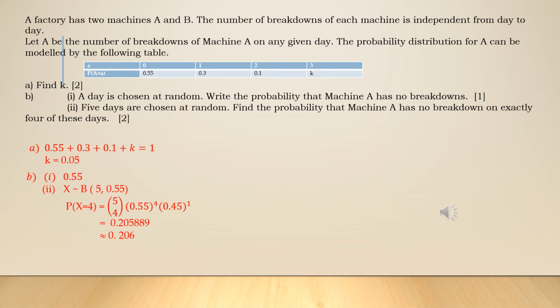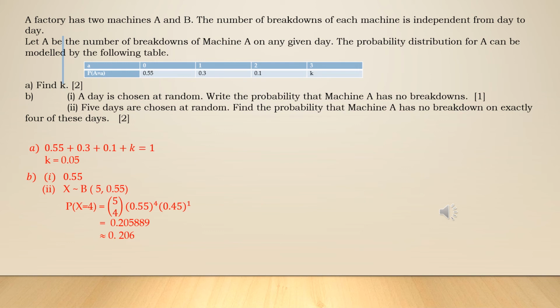First problem for B. A day is chosen at random. Write the probability that machine A has no breakdown. Machine A has no breakdown. We just look at the table and find the probability where there is no breakdown. So the answer is 0.55.